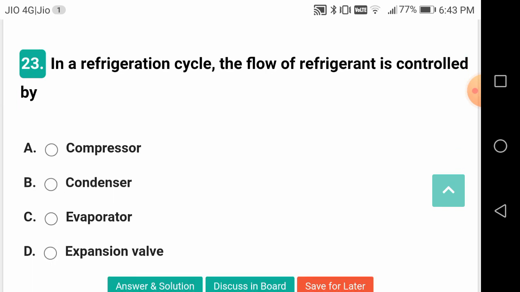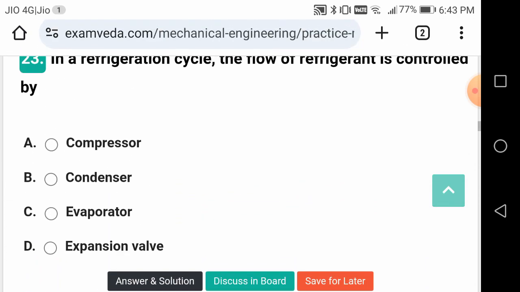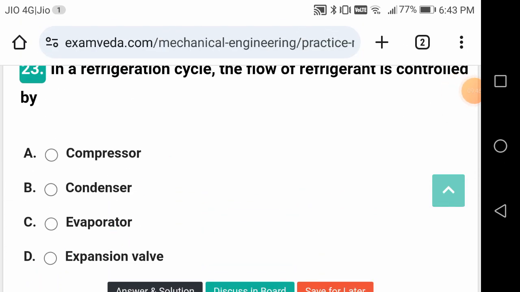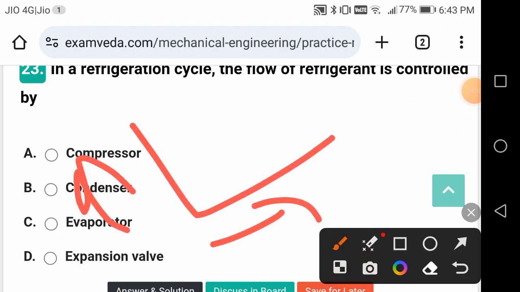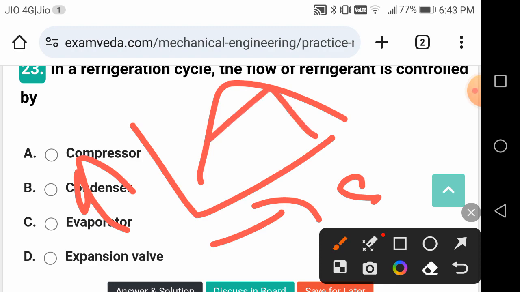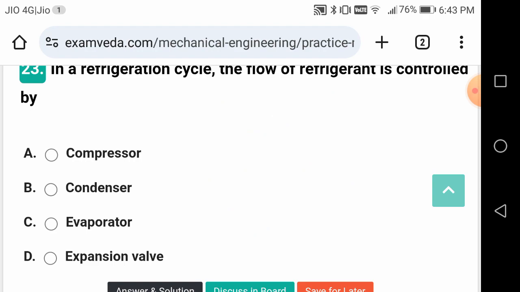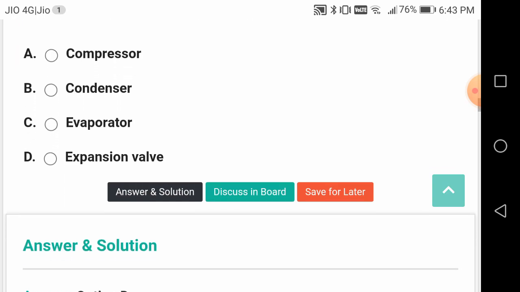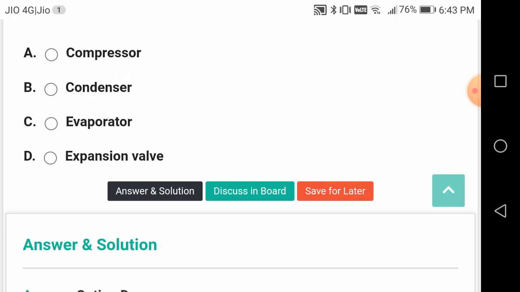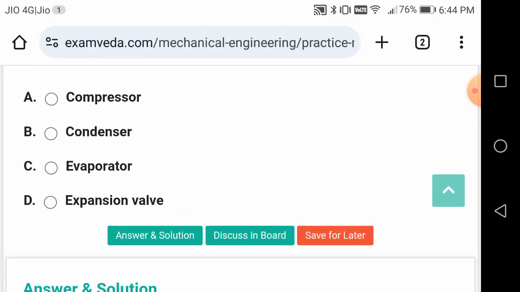In a refrigeration cycle, the flow of refrigerant is controlled by the expansion valve. So a TS diagram will be like this, friends. This is your TS diagram, with expansion, evaporation, compression, and condensation: compressor, condenser, expansion valve, evaporator. It is controlled by the expansion valve, because after the refrigerant is liquefied and cooled, it is controlled in the expansion valve. Then it goes to the evaporator, where it takes heat from the place to be cooled, and the refrigerant gets evaporated.